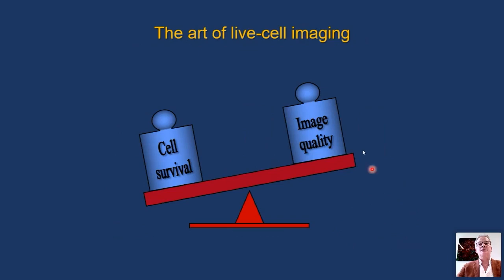And this is always the balance that we are looking for. The art of imaging is really finding the balance between cell survival and image quality. We want to have both, but this is difficult to do.